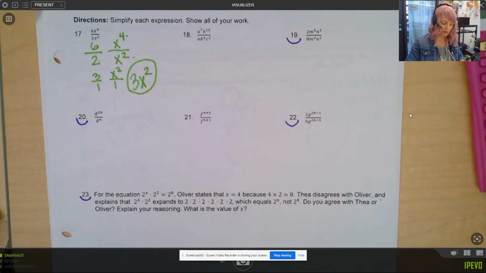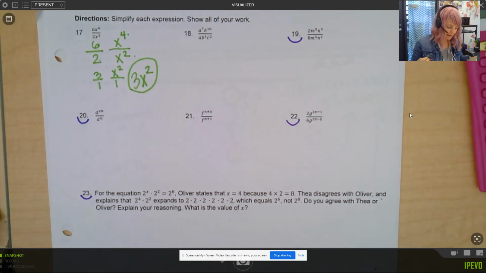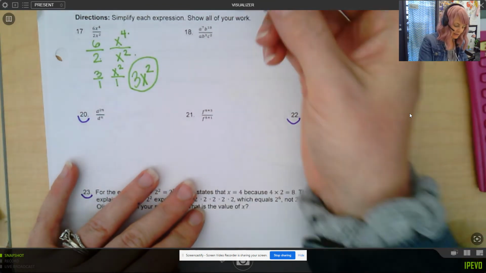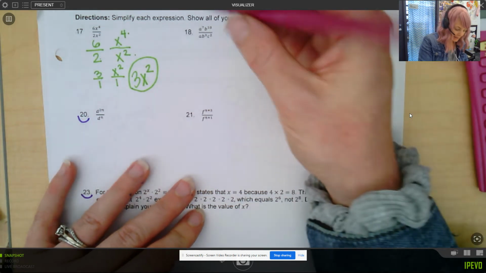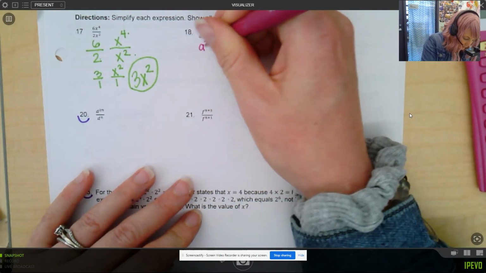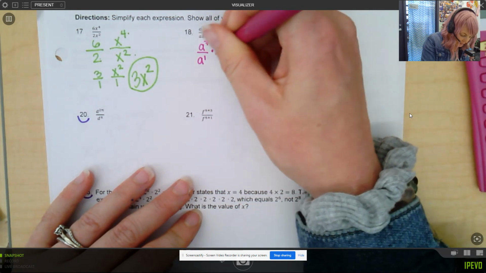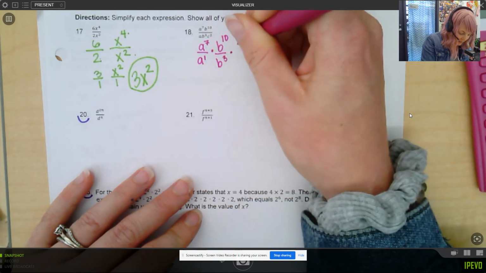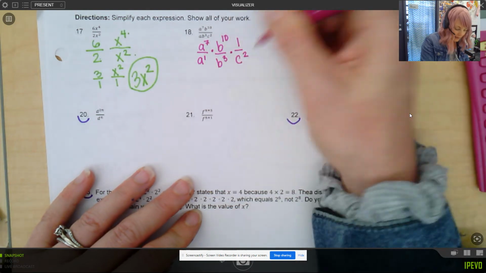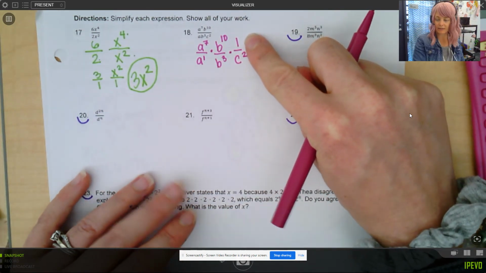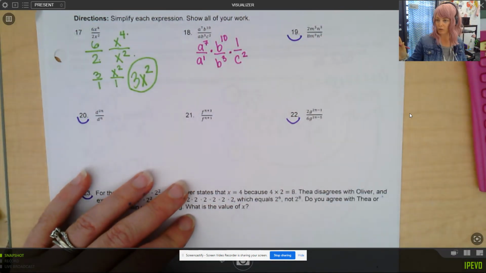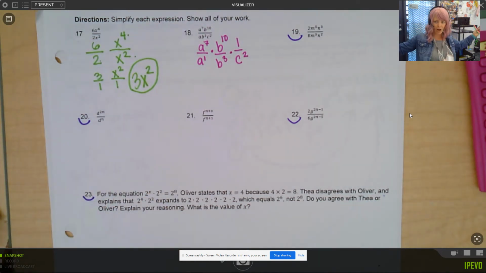Again, what do we want to look at? We want to organize this into fractions of the same bases. So I have a to the 7th over a to the 1, b to the 10th over b to the 3rd, and 1 over c to the 2nd. Don't say it's 0 over c to the 2nd, because then your whole numerator is 0. Multiplying everything by 0 just zeroes it all out.